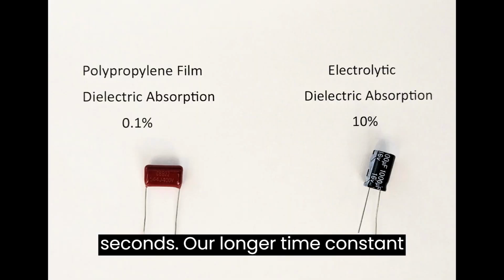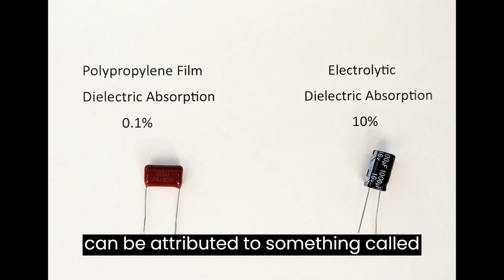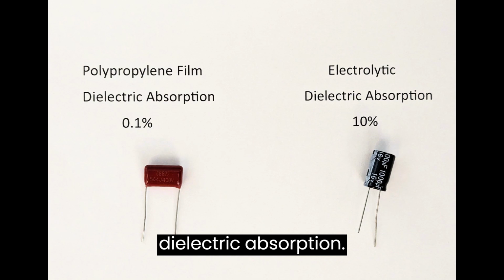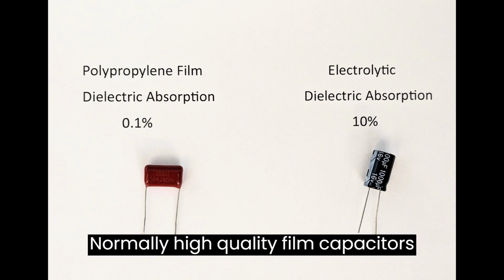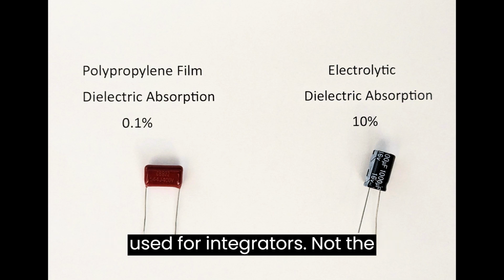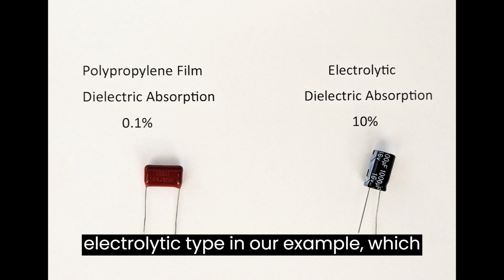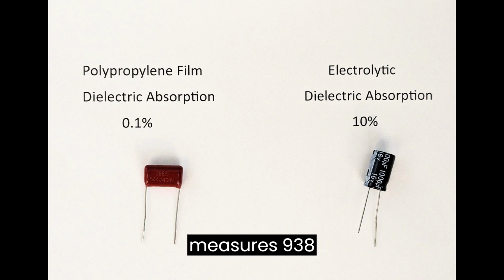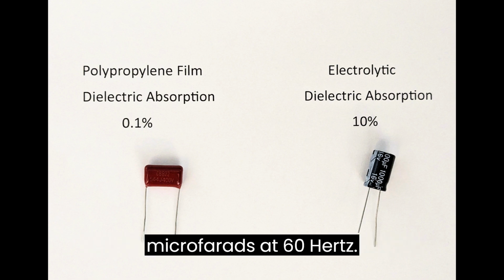Our longer time constant can be attributed to something called dielectric absorption. Normally, high-quality film capacitors with low dielectric absorption are used for integrators, not the electrolytic type in our example, which measures 938 microfarads at 60 Hertz.